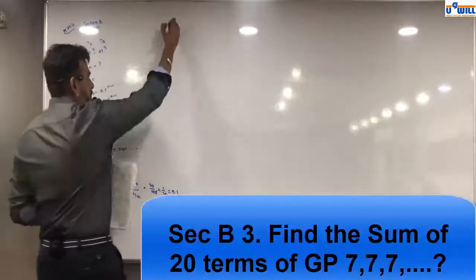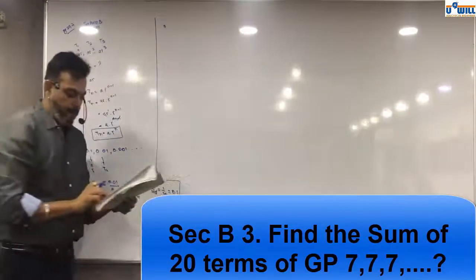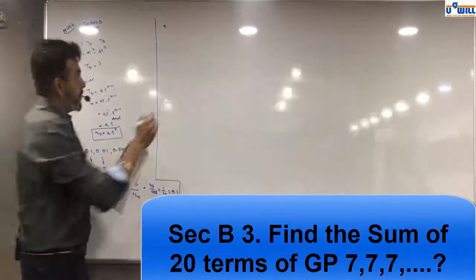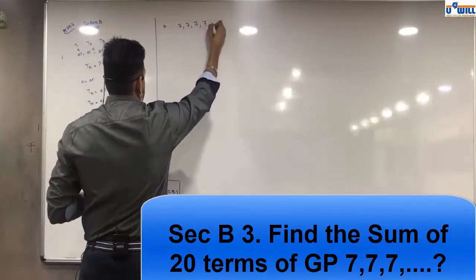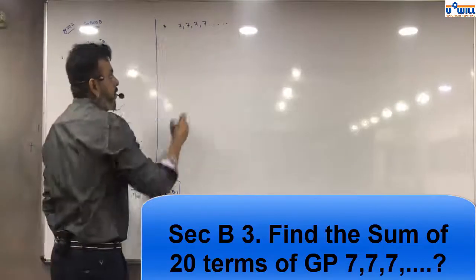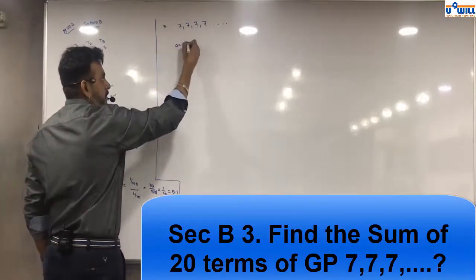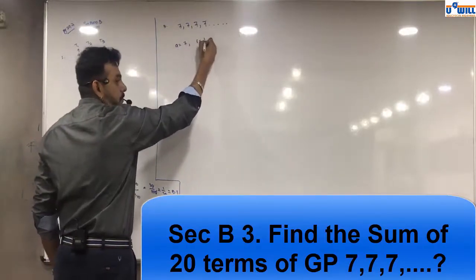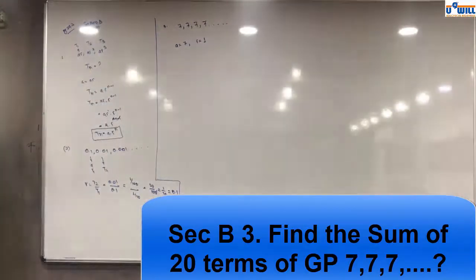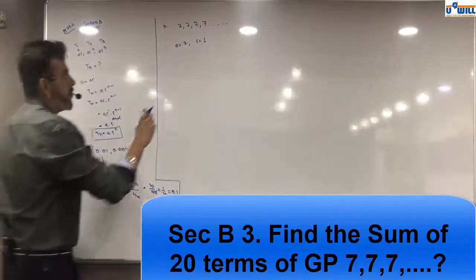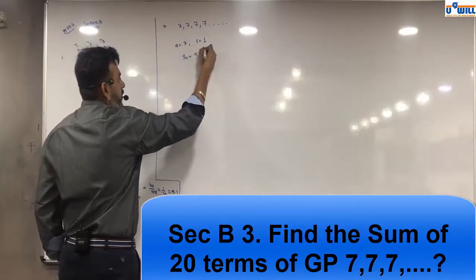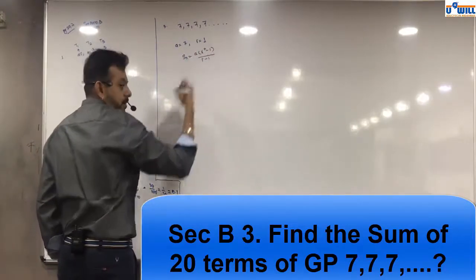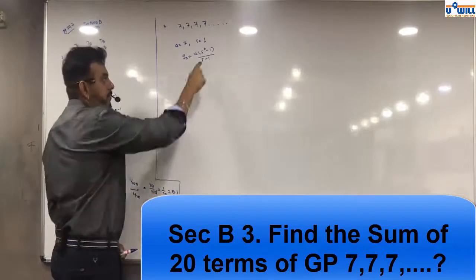Third, find the sum of 20 terms of GP: 7, 7, 7, 7, and so on. Now over here, what is A? 7. And what is R? 1. Now over here, can we use the formula Sn is equal to A into R raised to n minus 1 upon R minus 1? Can we use this formula?